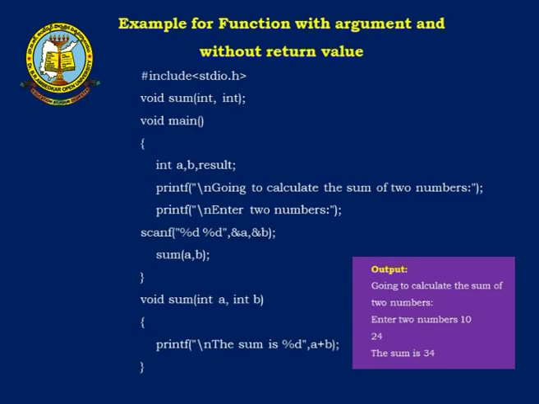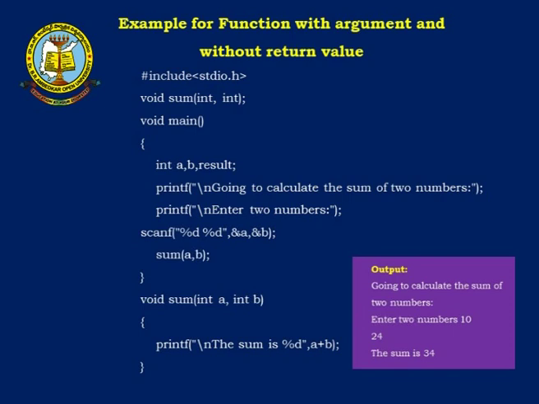In the same way, the fourth one is an example of a function with argument and without return value. With argument, in the sense we need to specify the parameters or argument list here, you can observe here. And without return value means it doesn't return any value. In this case you must specify the return type as void. This is the declaration part.